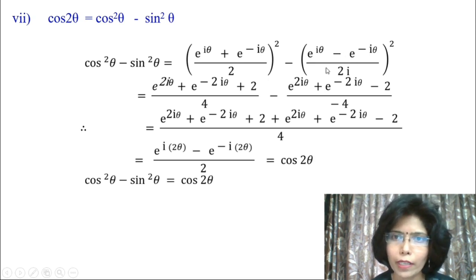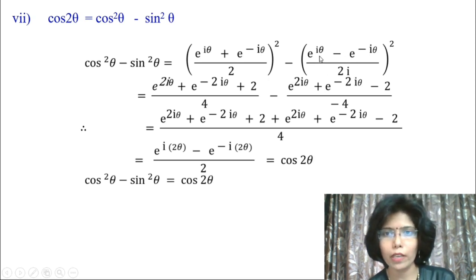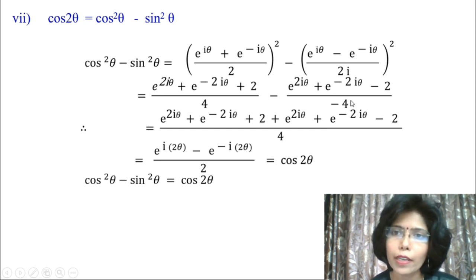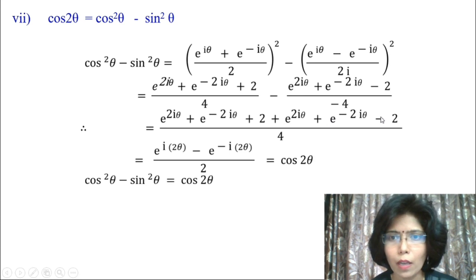Again we have to square this bracket, so it is e raised to I theta square, so it will be e raised to 2I theta. Again we have to square this term, minus minus will become plus, e raised to minus 2I theta minus 4, okay, and in the denominator it will be 4I square, so it is minus 4. Again, if we rearrange these terms, this minus and this minus will become plus now. So it will be e raised to 2I theta plus e raised to minus 2I theta plus 2, first term as it is, plus now all the signs of this term will be changed. So it is plus e raised to 2I theta plus e raised to minus 2I theta minus 2.